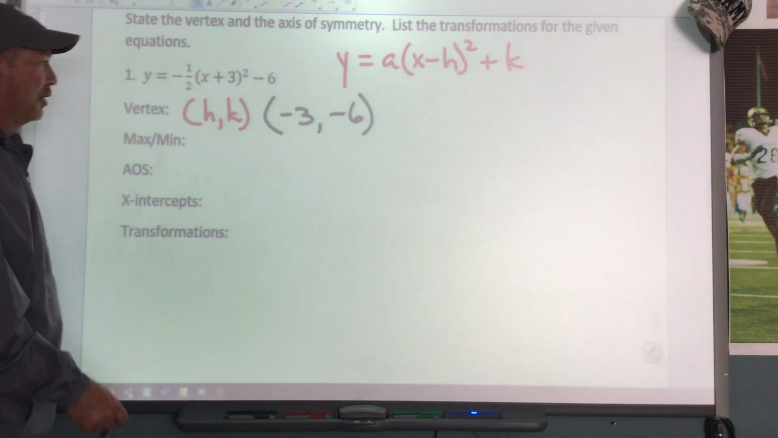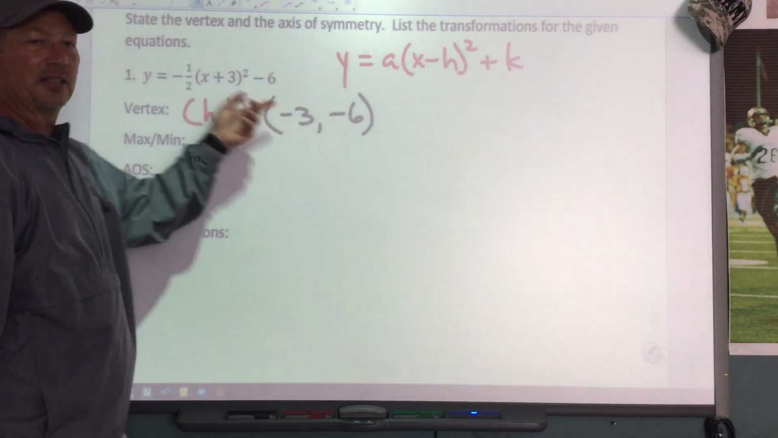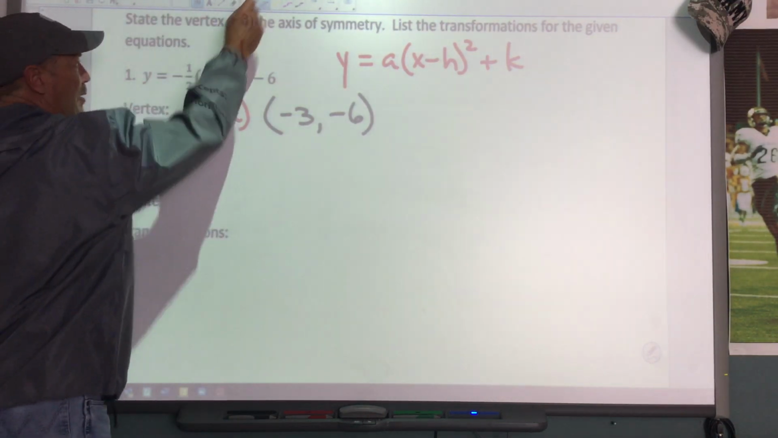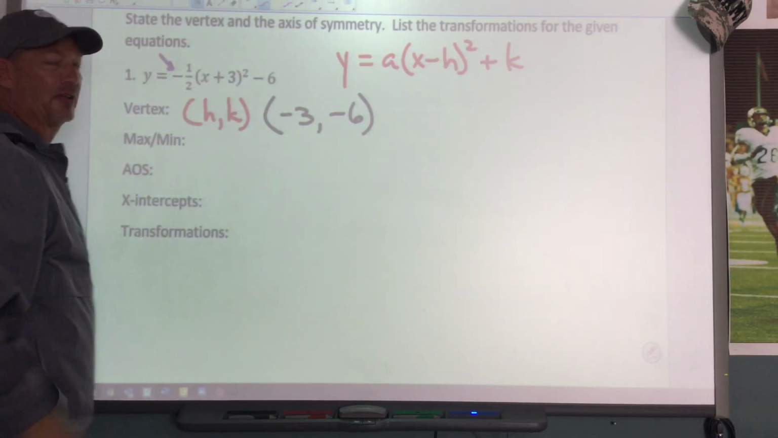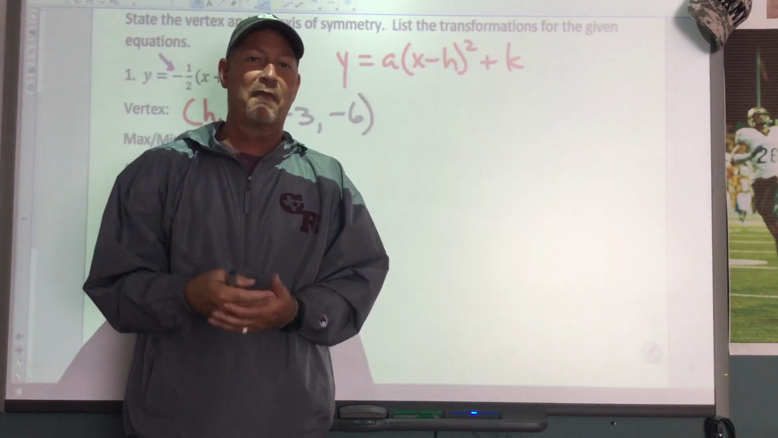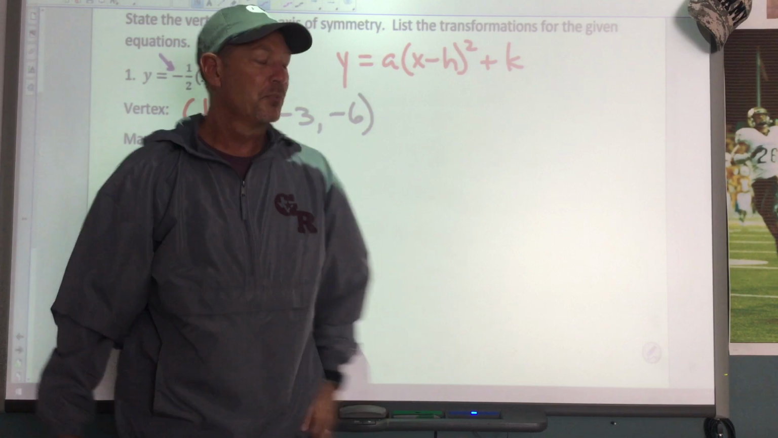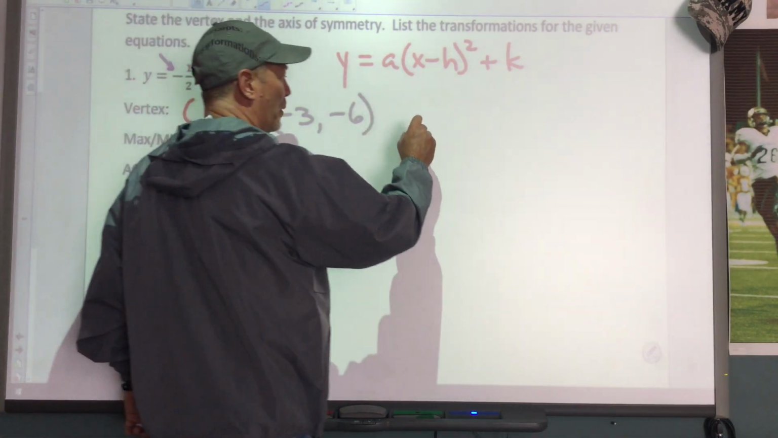Okay? They're going to ask you, which way is this graph going to open up? Well, because of this negative in the front, that tells me I have a vertical reflection. My graph is going to open downward. So I know my graph is going to open downward.